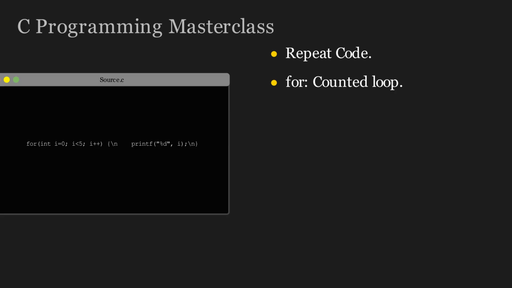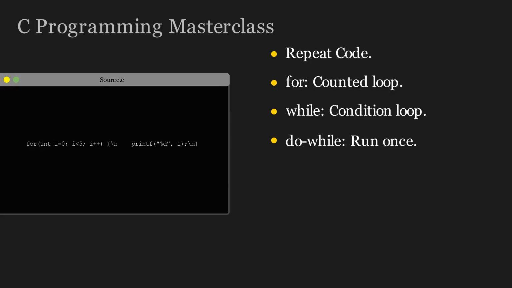Second, the while loop. Use this when you want to repeat until a condition changes. For example, are we there yet? No. Are we there yet? No. You keep checking. Third, the do while loop. This is special. It guarantees the code runs at least once before checking the condition. Loops are essential for iterating through data, as we will see next with arrays.